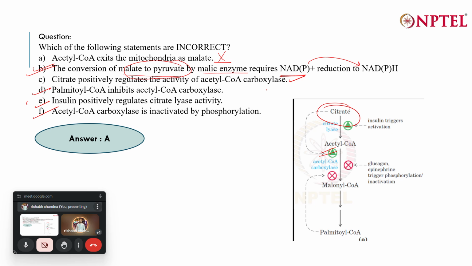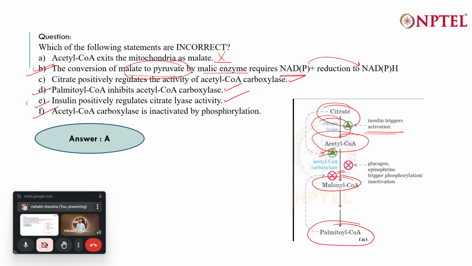Then palmitoyl coenzyme A inhibits acetyl coenzyme A carboxylase. So palmitoyl coenzyme A actually inhibits this enzyme. So this leads to inhibition of conversion of acetyl coenzyme A to malonyl coenzyme A. Okay, so this is correct. Then insulin positively regulates citrate lyase activity. Yes, this actually regulates the citrate lyase activity by converting citrate to acetyl coenzyme A. So this is also correct.